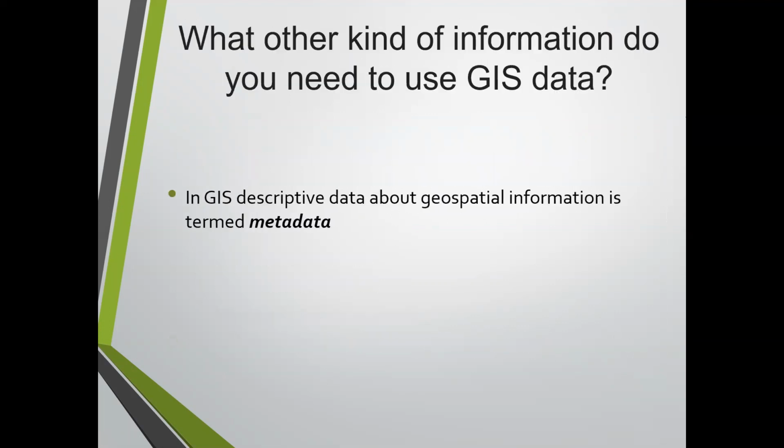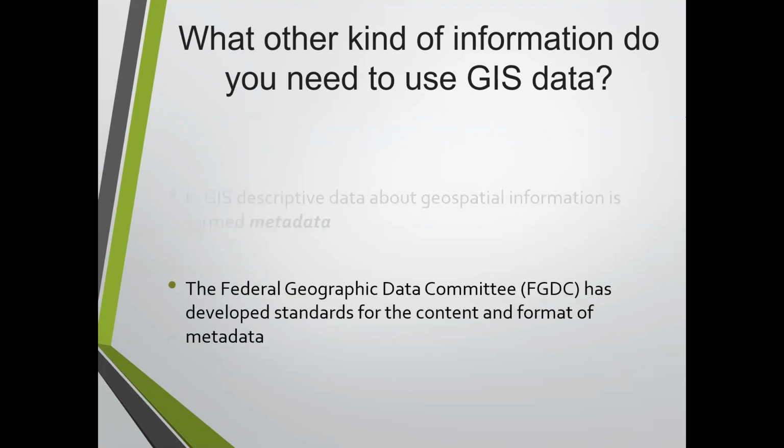And there's a common name for this. When you talk about descriptive data in GIS, it's referred to as metadata. And metadata literally means data about data. Okay, so there are different groups that have created that. The Federal Geographic Data Committee, the FGDC, has developed standards for the content of formats of metadata. And if you're not getting good metadata with your data, then it's kind of like buyer beware, because if you don't know where that data is coming from, or what your source is, or what your coordinate system is, you have to be careful using it.